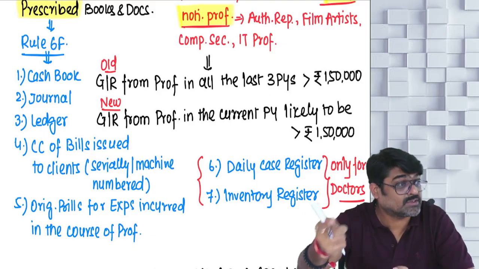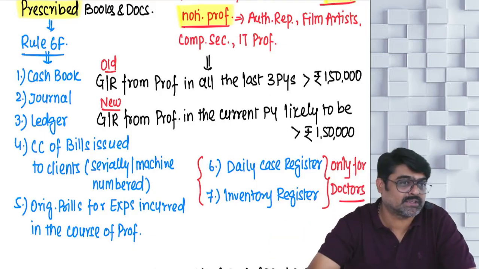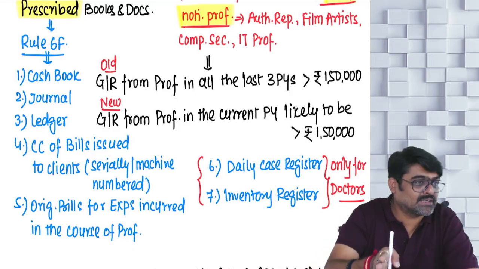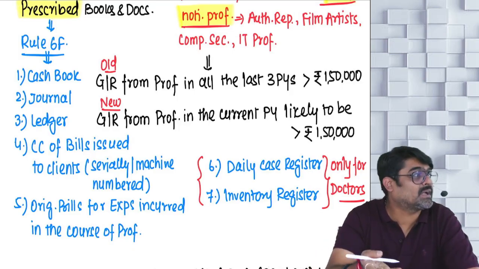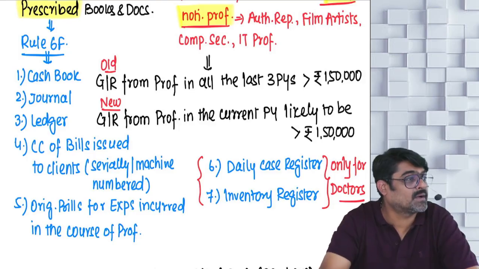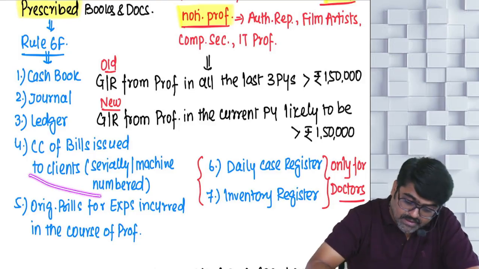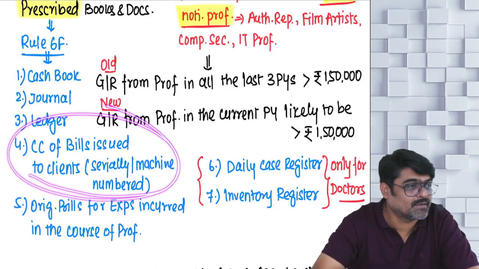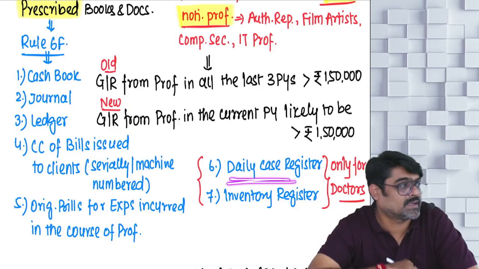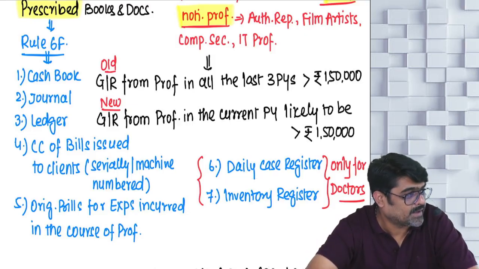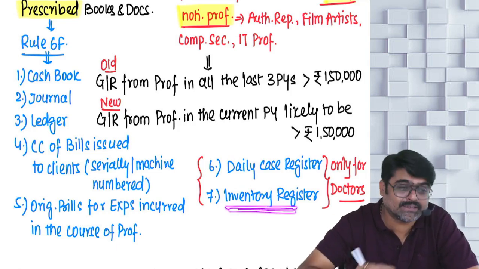Every doctor has to maintain this case register. In the case register, name of the patient, area, contact number, so that if you manipulate here, we'll come to know from the case register. Okay? And then inventory register.